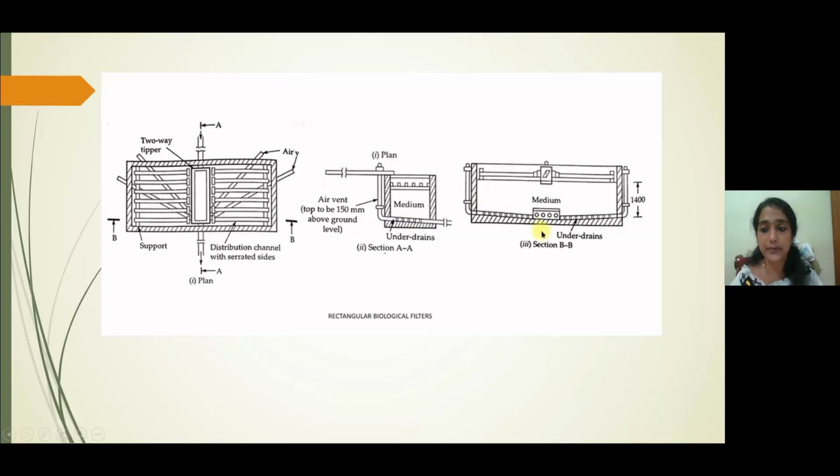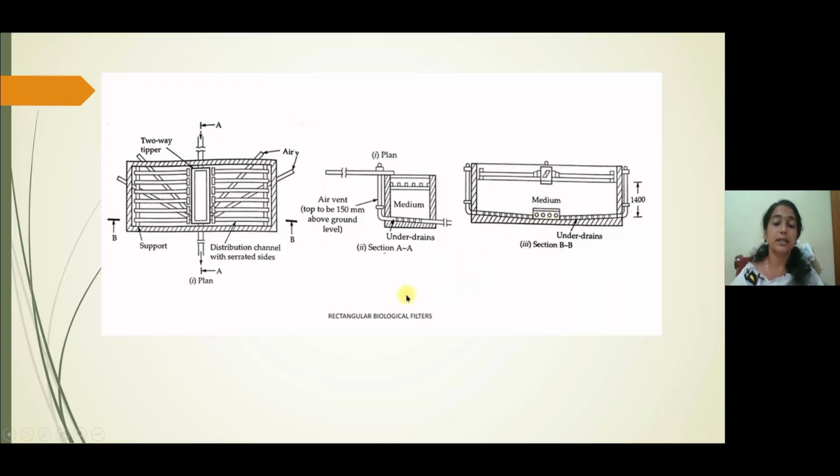And you can see the third figure, section BB. The under drains are located at the bottom of this tank as small circles, and you can see the rotary arrangement at the top in order to provide even distribution of effluents. And the air vents, the under drain system, and the main collection part, that is the treated water collection system, you can see in this figure.